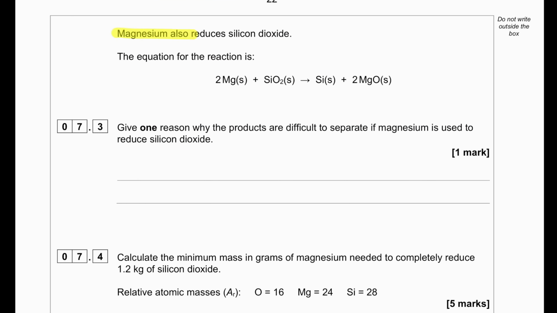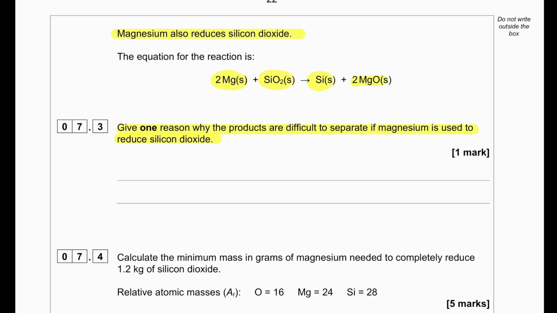Magnesium also reduces silicon dioxide. Magnesium reacting with silicon dioxide produces silicon and magnesium oxide. Give one reason why the products are difficult to separate if magnesium is used to reduce silicon dioxide. The main reason here is simple, because magnesium oxide is also a solid and silicon is also a solid.